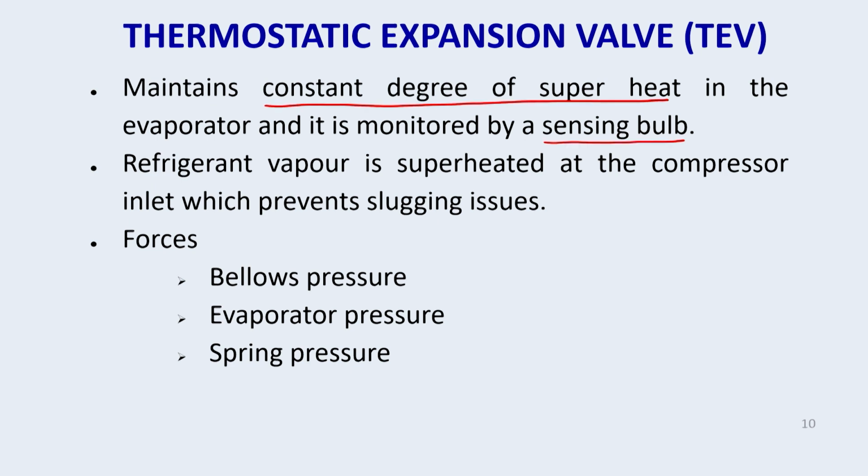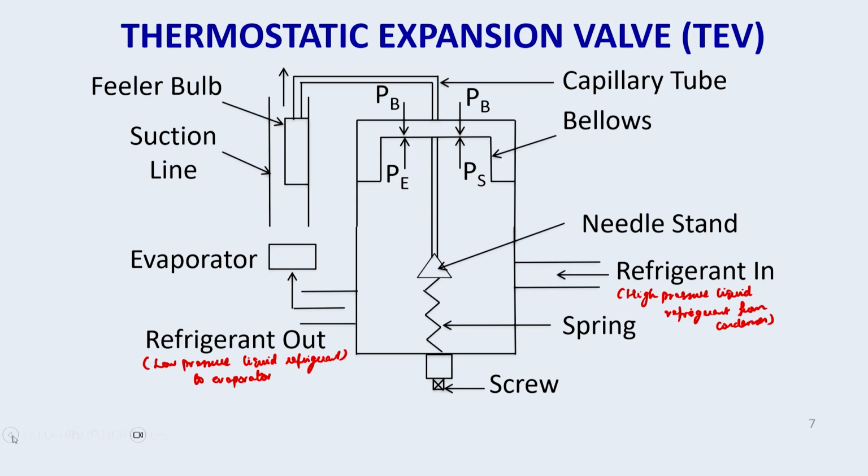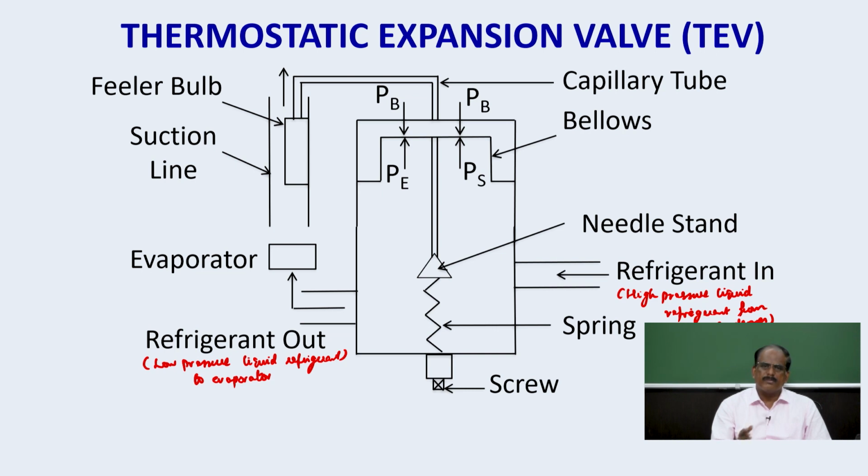Now let us see, if you see the diagram, there are three forces. One is the evaporator pressure, which is acting in the downward direction. Then the force due to the adjustable spring, and the force due to the bellows or diaphragm. The force due to the follow-up spring is not shown on the diagram. Doesn't mean that it is not there. It is negligible compared to the same force which is there in the automatic expansion valve.